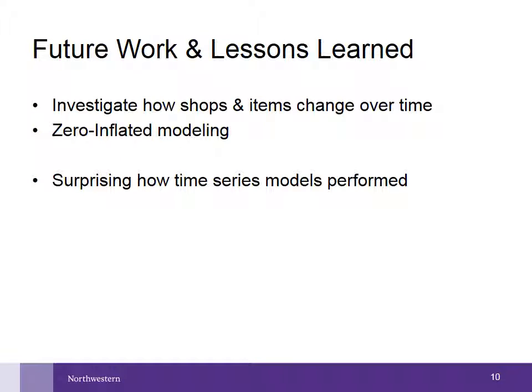Lastly, some future work that I think would be beneficial would be to investigate how the shops and items change over time. I think this would really increase the accuracy of the forecast, since in my time series models, I'm just multiplying the monthly forecasted value by the distribution seen by the items in shops. If that has changed in the past 3 years, then I think this would make it much more accurate.